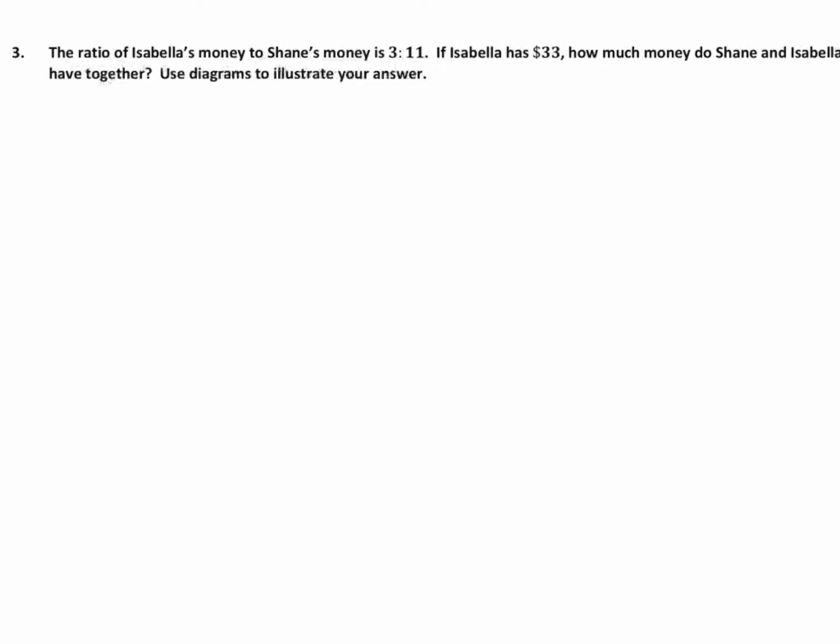The ratio of Isabella's money to Shane's money is 3 to 11. If Isabella has $33, how much money do Shane and Isabella have together? Use diagrams to illustrate your answer. We're going to draw this ratio. So we're going to use 3 boxes, and then we're going to use 11 boxes.